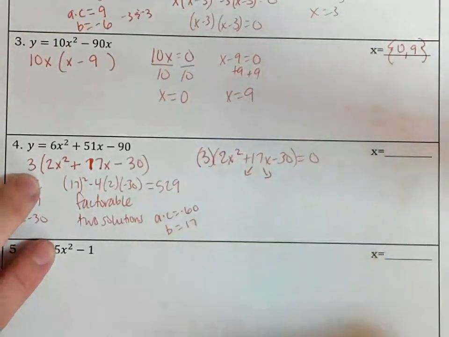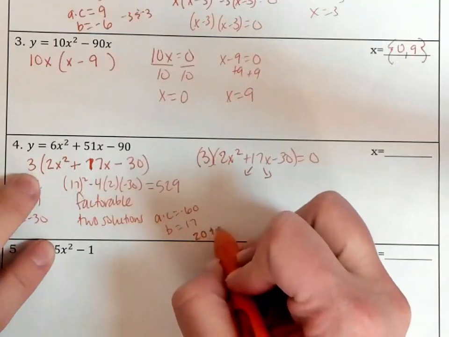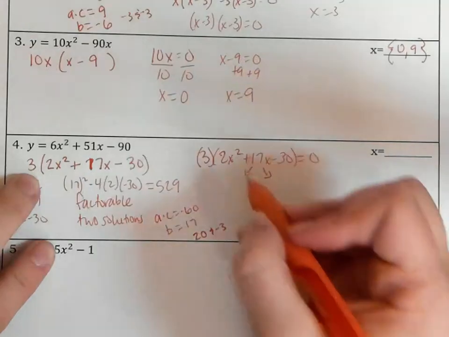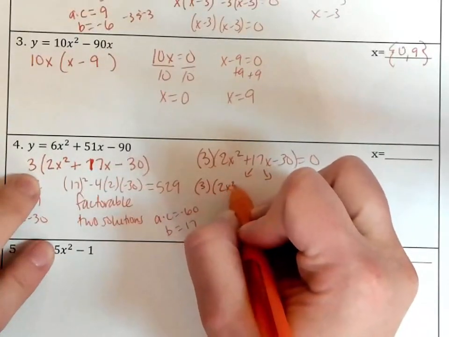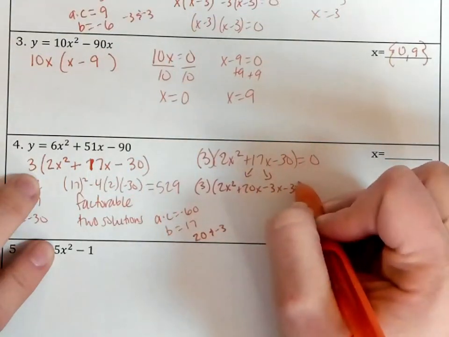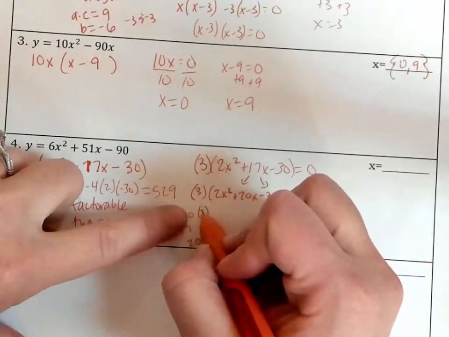So those two numbers, let's say 20 and negative 3. If I multiply those, they give me negative 60. If I add them, they give me 17. So 3 is still out here. And then I have 2x squared plus 20x minus 3x minus 30. So I haven't forgotten about this 3. I'm just kind of leaving it out here.